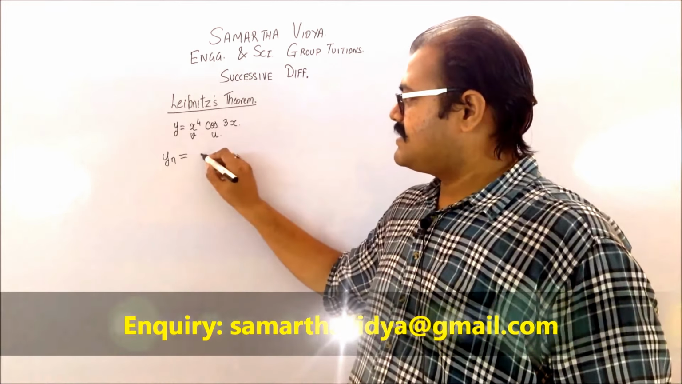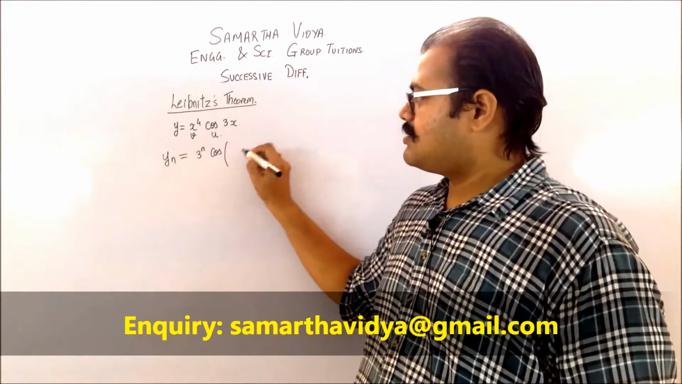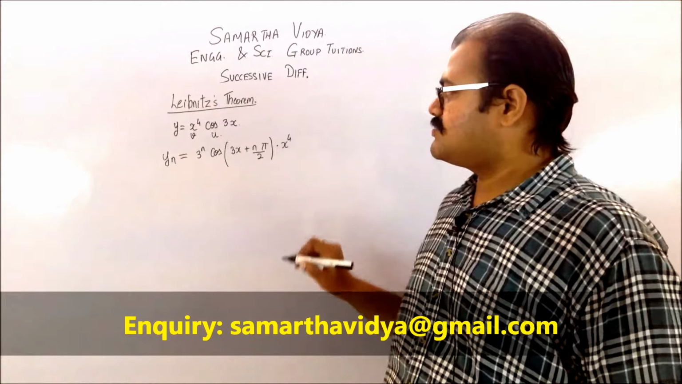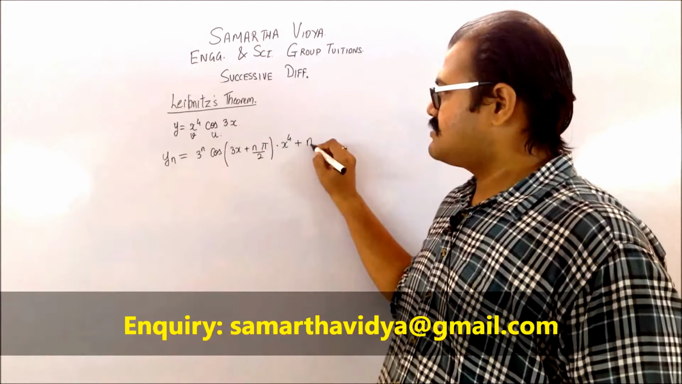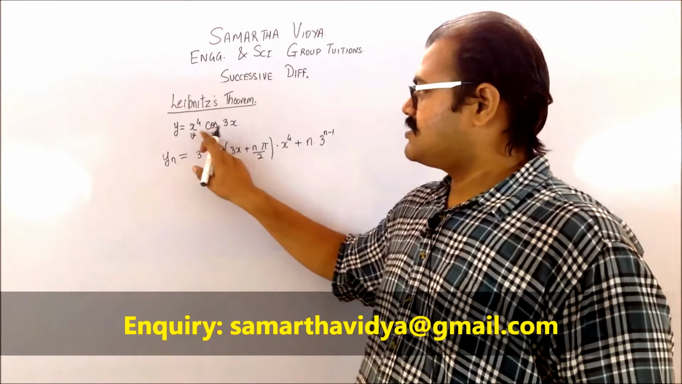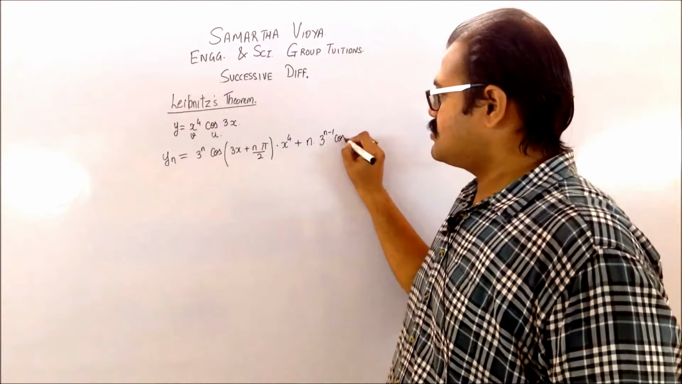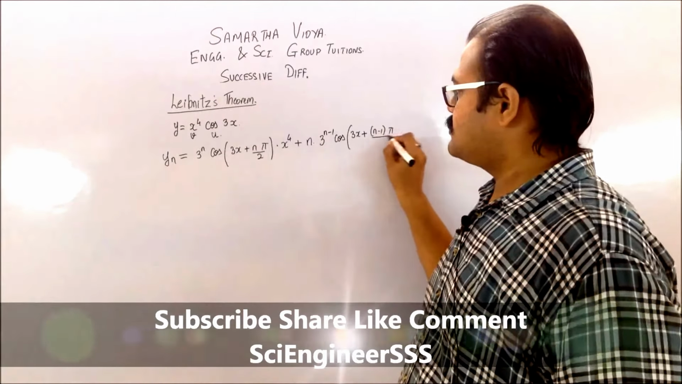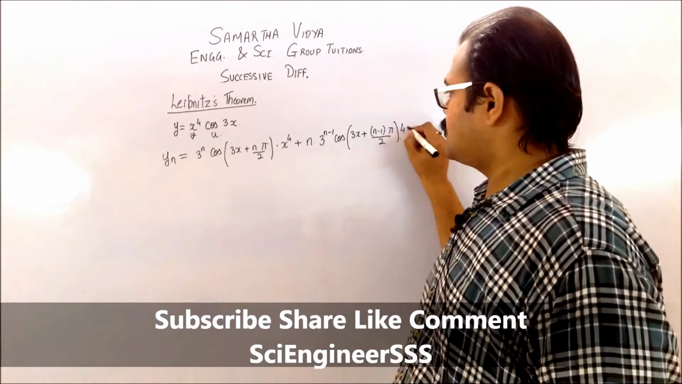So it's going to be the nth derivative of cos 3x, which is going to be 3 raised to n cos of (3x plus n pi by 2) into x raised to 4, plus nC1, which is n, into 3 raised to n minus 1, because you are going to take your n minus 1th derivative of this, so it's becoming 3 raised to n minus 1 cos of (3x plus (n minus 1) pi by 2) into the first derivative of v, which is going to be 4x cube.